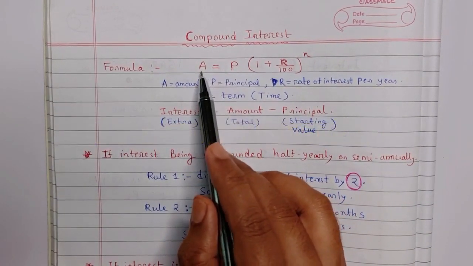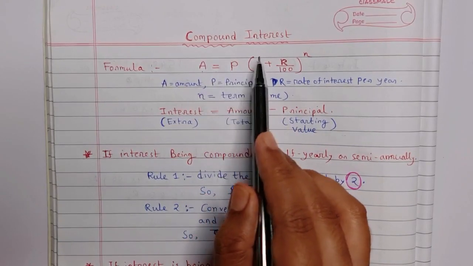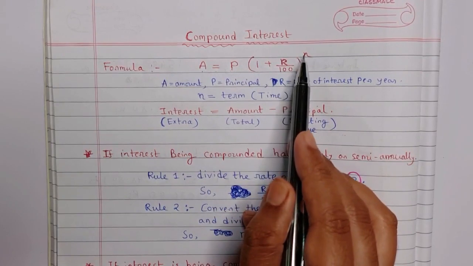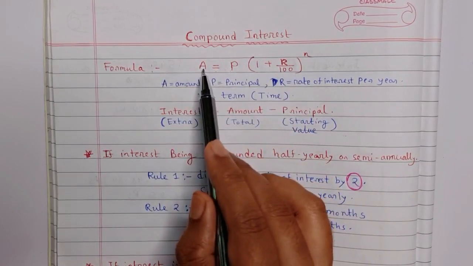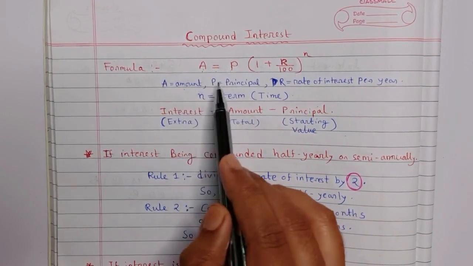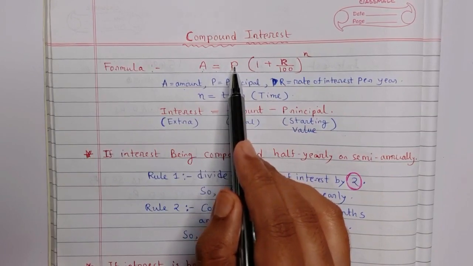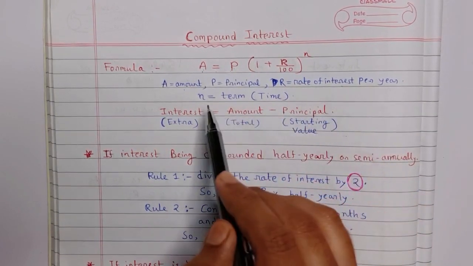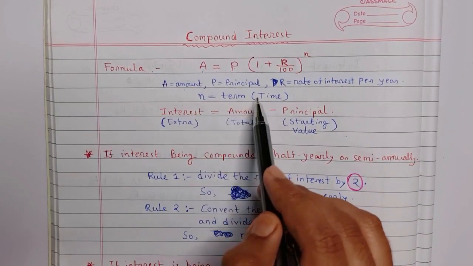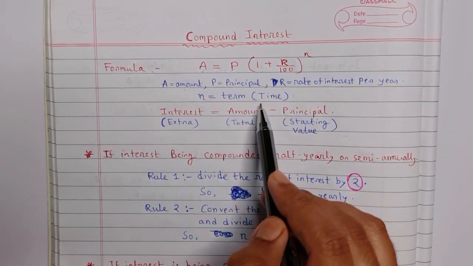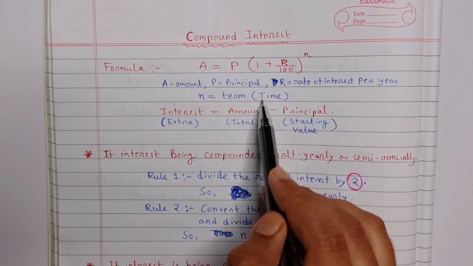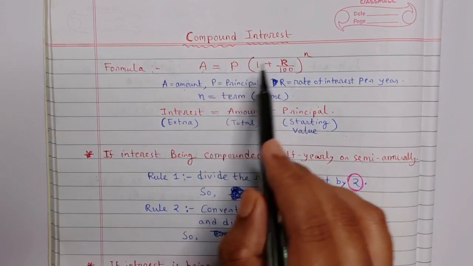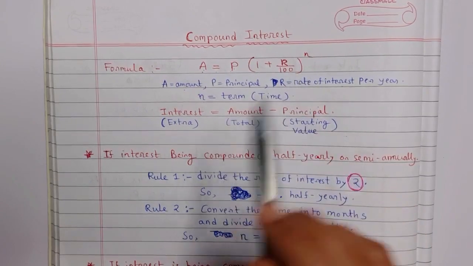The formula is A equals P multiplied by (1 plus R by 100) whole to the power n. Here A means amount, P means principal, R means rate of interest per year, and n means terms. For the time being, you can say term means time. Term and time period are the same in the case of compound interest.